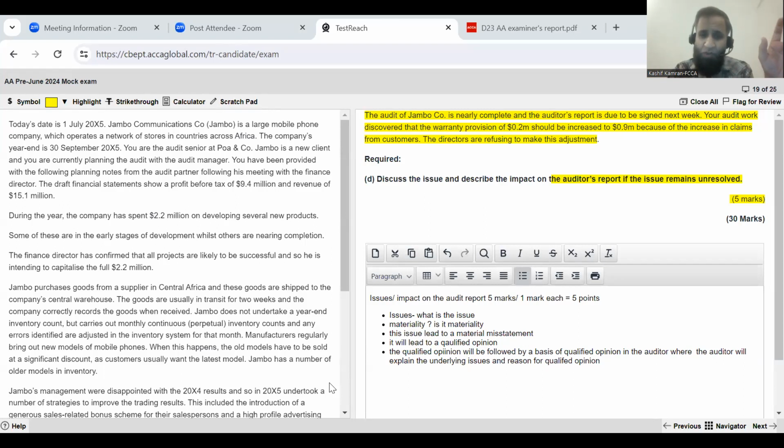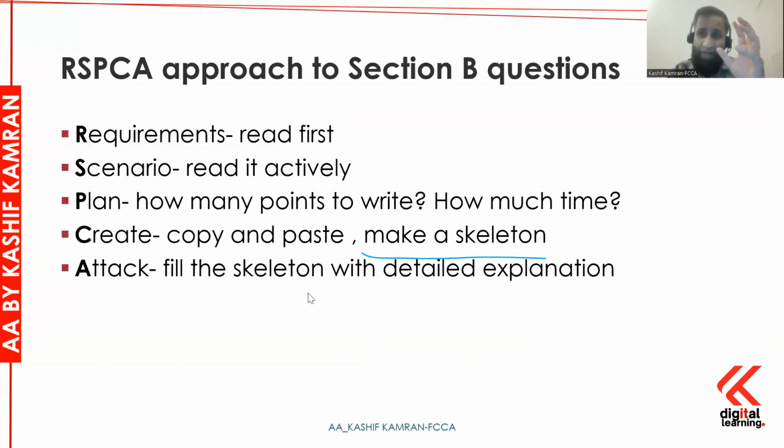So please ensure you follow the approach which I just guided you. Requirements, read first. See whether you need to write a direct answer or a case study answer. Read the case, like audit risk or director bonus. Plan how many points to write. Create and copy paste, I've shown you that. And then fill up the answer. So I hope you will effectively follow this RSPCA approach over Section B and excel.